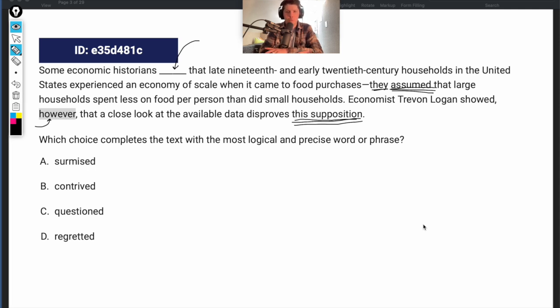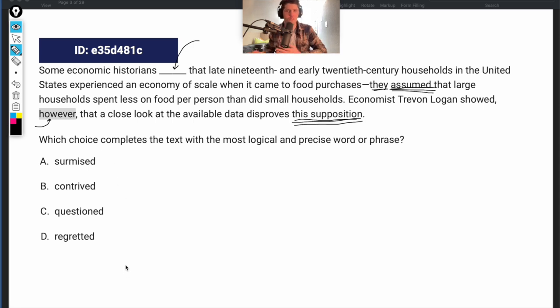Now, you shouldn't waste a lot of time in consternation, really trying to come up with the perfect word or phrase to go in the place of this blank. You should be using clues and coming up with some idea of what should go in there. And I've done that now. So let's go through the answer choices and cross off things that aren't close to assumed or supposed or even hypothesized.